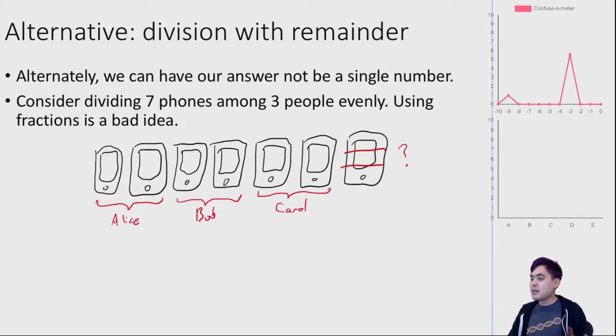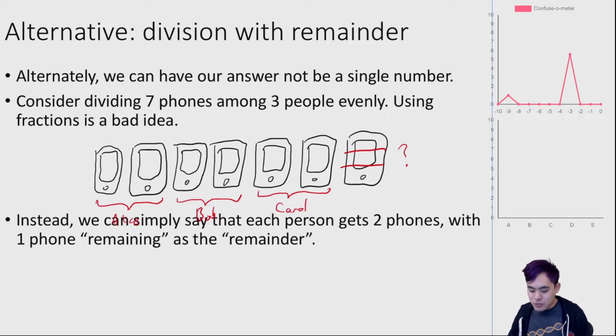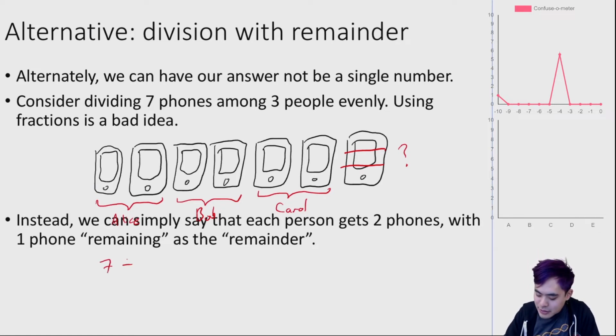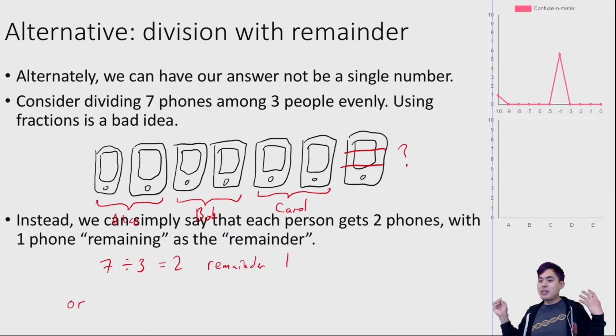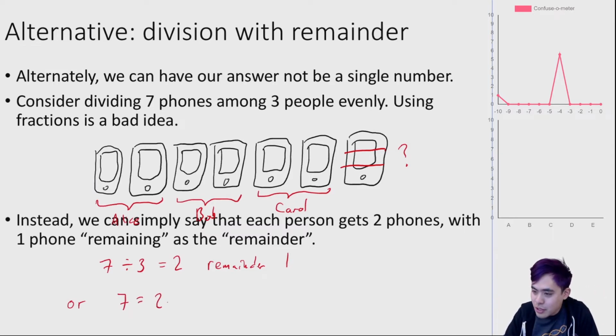So instead what you can say is, oh, sorry, my phone's got too big. So instead we can say that each person gets 2 phones with 1 phone remaining as the remainder. So what we say is 7 divided by 3 is equal to 2 remainder 1. Or another way of thinking about this is here division is still the opposite of multiplication except slightly different. So 7 is equal to 2 times 3 plus the remainder. So somehow division is still the reverse.